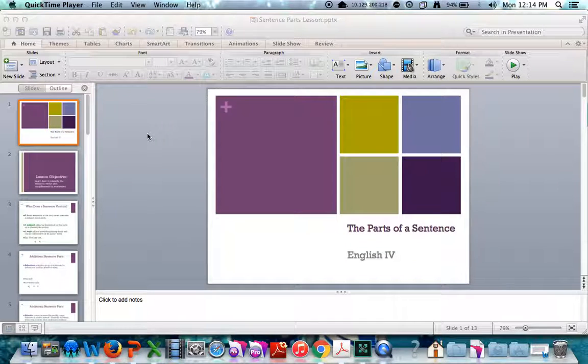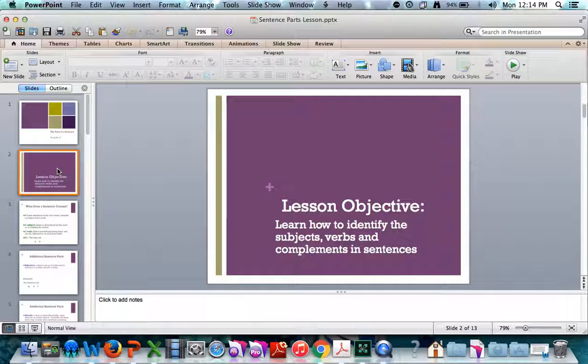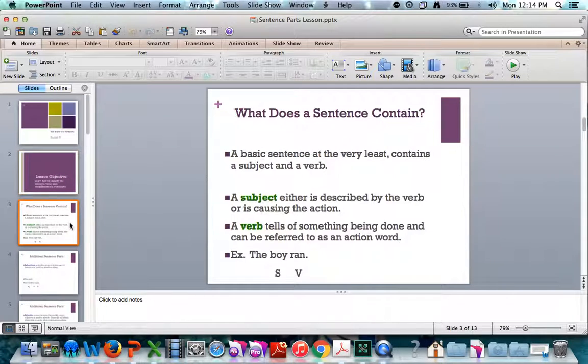Today we're going to discuss the parts of a sentence. The objective of this lesson is to learn how to identify subjects, verbs, adjectives, adverbs, and complements in sentences. Each of these is a different aspect that could be added to a sentence. A sentence at the very, very basic level contains at least a subject and a verb.